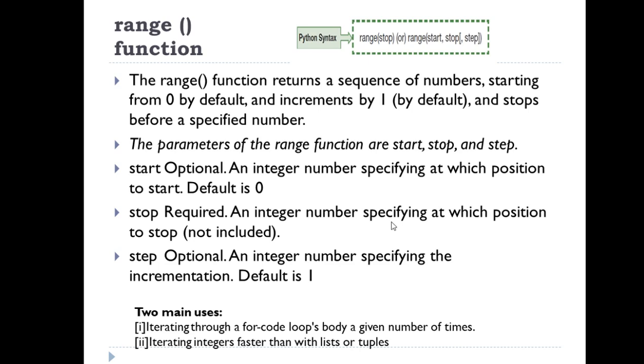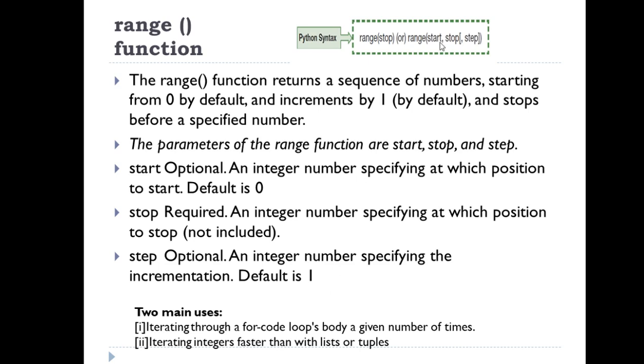It is an integer number where you specify at what position you want to stop the looping, as the word itself says, stop. The third argument is step, which is also optional. Basically this tells the increment, how you want to increment: by a step size of 1 or 2 or 3. If it is not specified, the default value is 1.